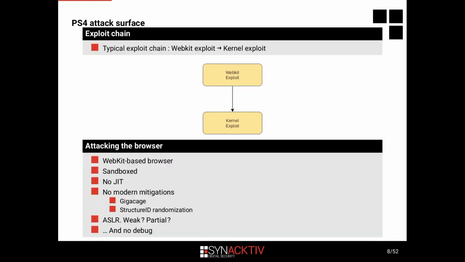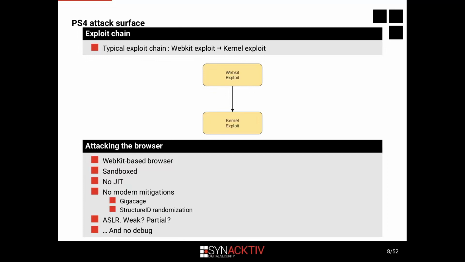Now, if we consider attacking a userland process, a typical exploit chain combines a WebKit exploit to get code execution in the context of the render process, then finds a way to bypass the sandbox and run a kernel exploit. Now, as we said, the PS4 browser is based on WebKit, and the renderer process is sandboxed.